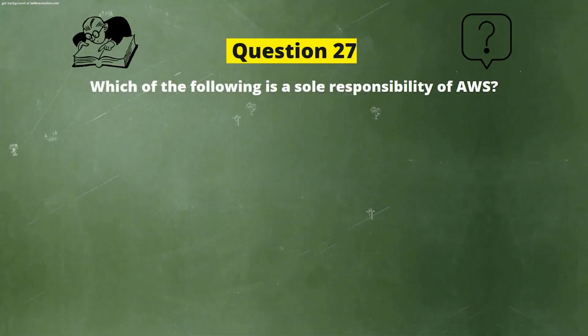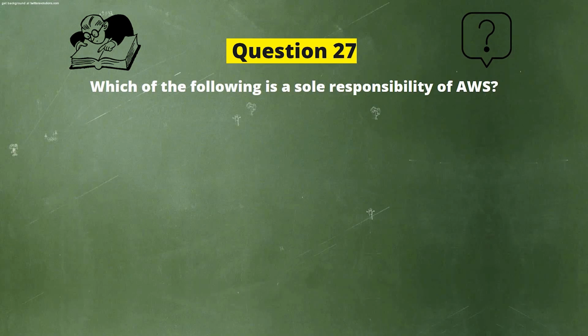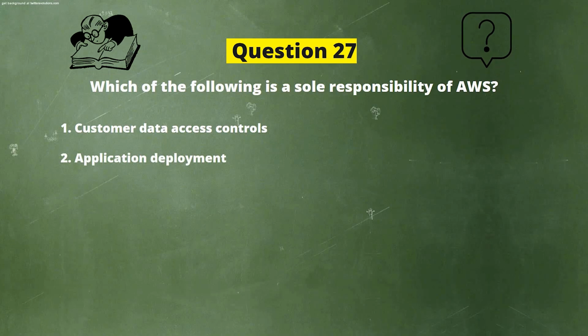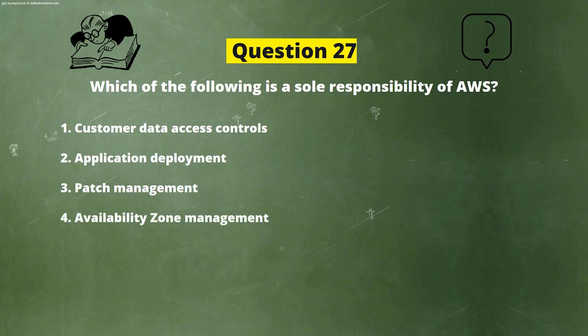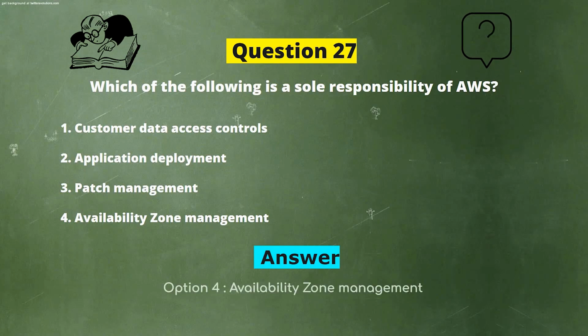Next question. Which of the following is a sole responsibility of AWS? And the options are: Option 1. Customer Data Access Controls. Option 2. Application Deployment. Option 3. Patch Management. Option 4. Availability Zone Management. And the correct answer is Option 4.